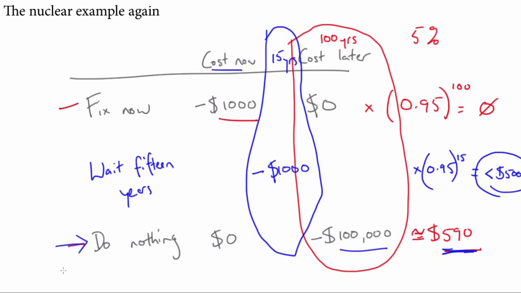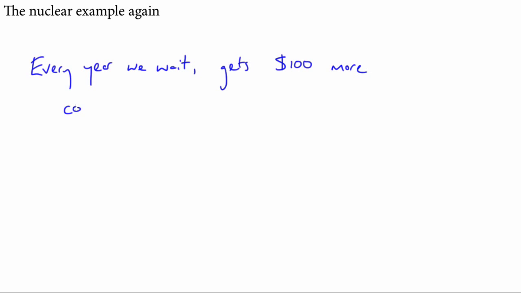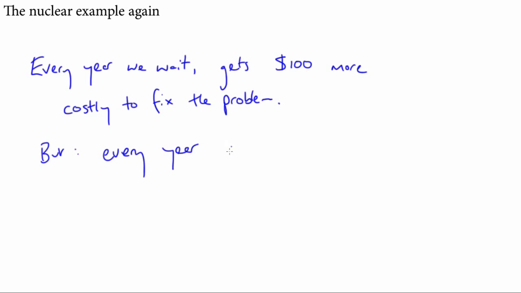You could do then a yet more realistic example. I'm just going to get rid of this mess. It's going to be too complicated. You could say, okay, every year you wait, it gets, let's say, more costly by $100 to fix the problem. But every year we wait, we discount by 5% because we're engaged in this temporal discounting.